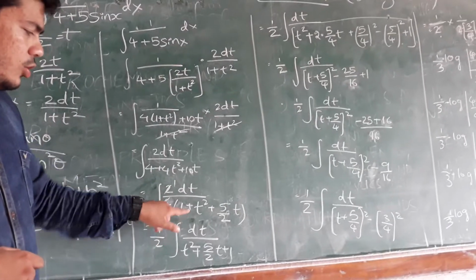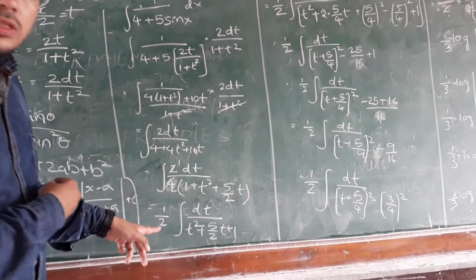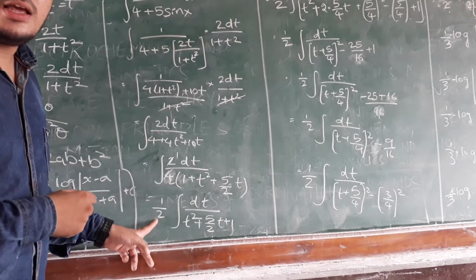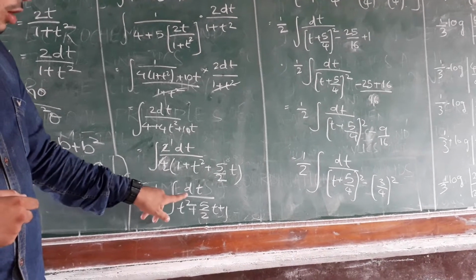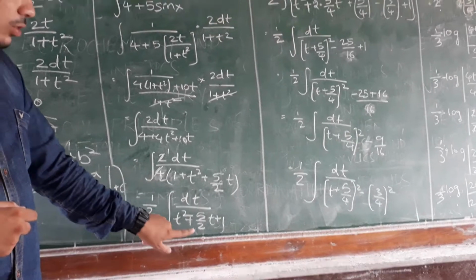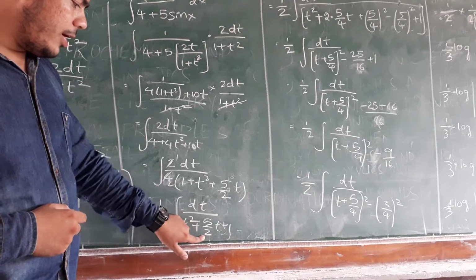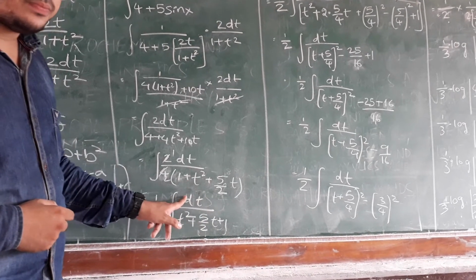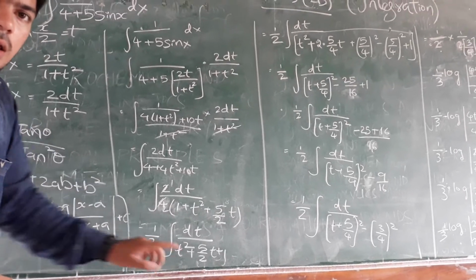Now making this denominator, what did we get? 1 by 2 we have written outside of the integration because it is a constant value. 1 by 2 integration of dt by t square plus 5 by 2 t plus 1. First t square, second 5 by 2 t plus 1. Now we make this denominator into this formula type.